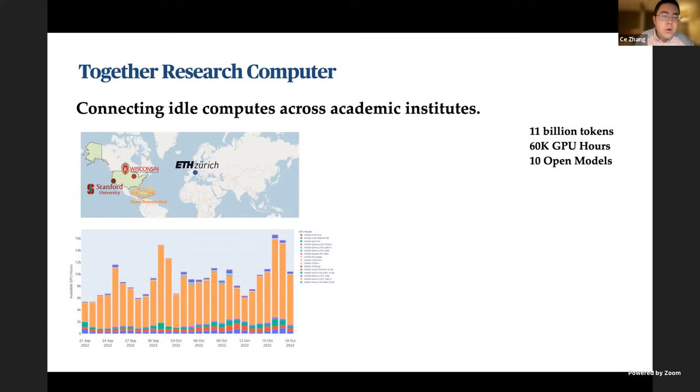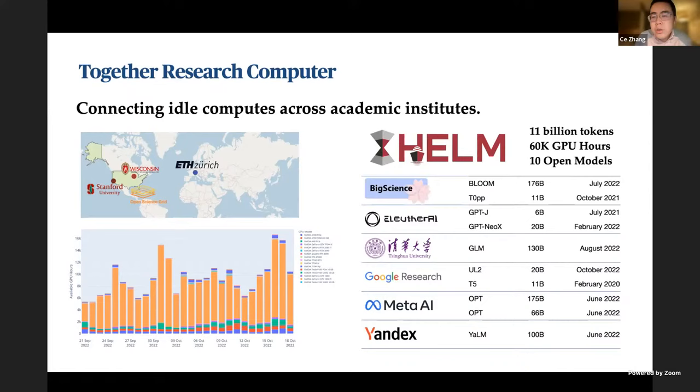With all that idle compute, we run all the open models in the HELM-like benchmark. We harvested more than 60,000 GPU hours and ran more than 11 billion tokens over 10 open models. So this is just the beginning of our journey on Together compute, and hopefully together with the community, we can connect all of our compute and also train the best model together. Yeah, thanks everyone.